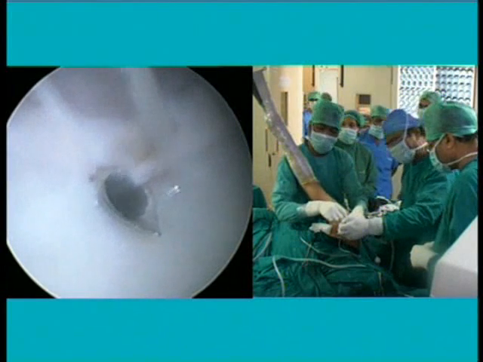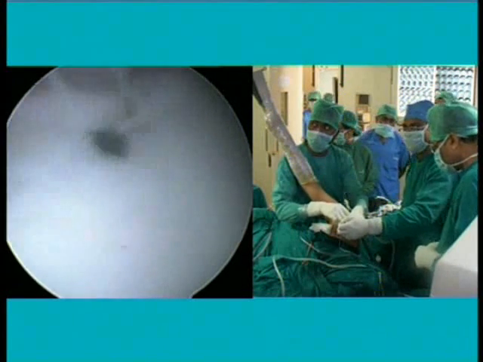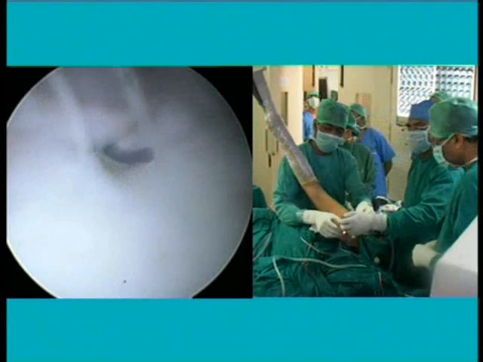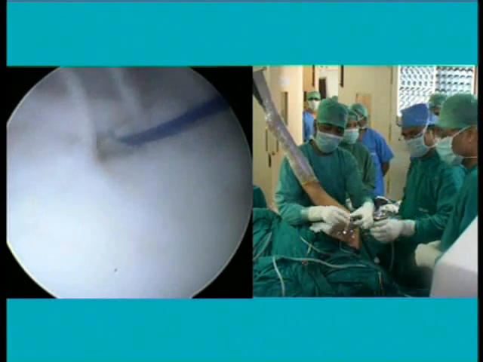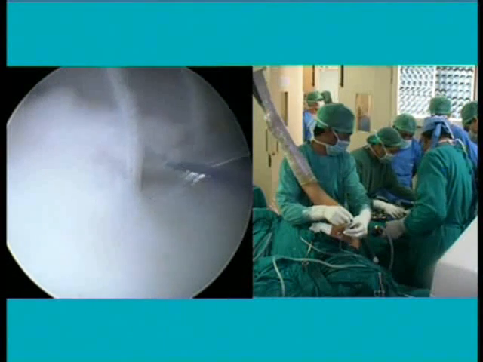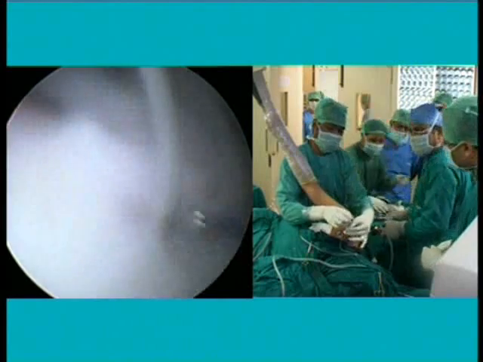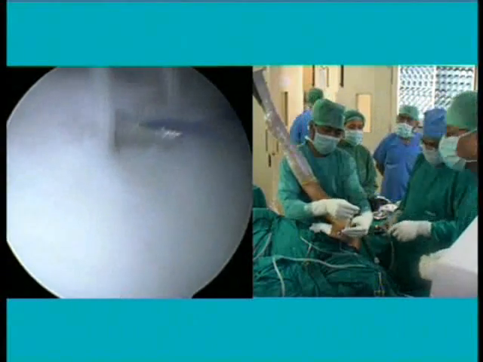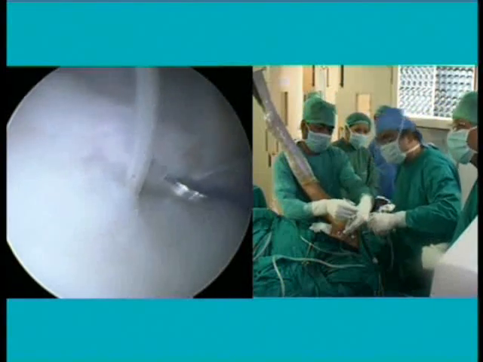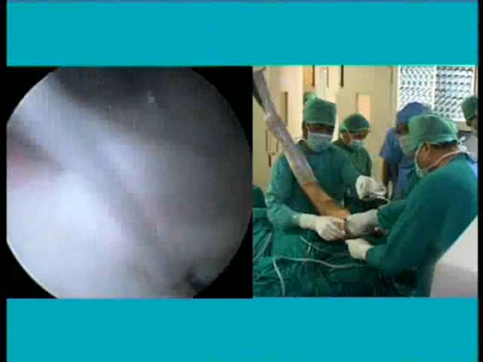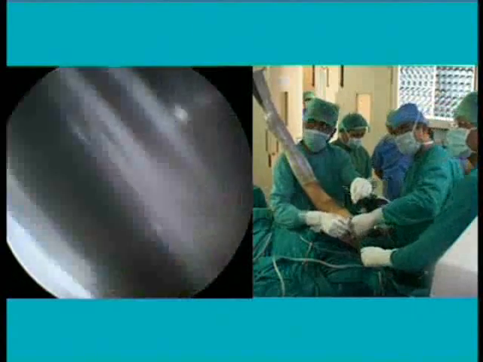So now what we do, we pass a wire. It's a looped stiff wire. It will pass from the clavicle to the coracoid and it will be retrieved through this portal, the portal that we had. This wire.